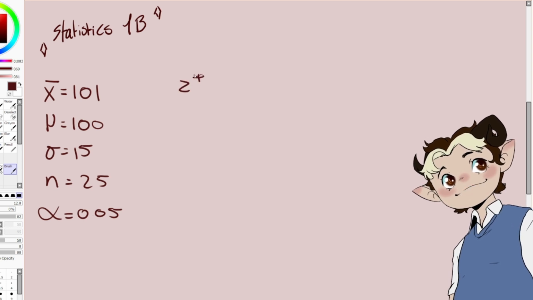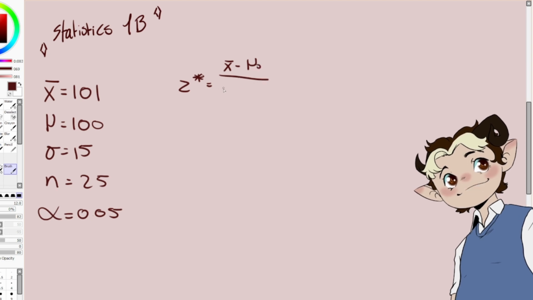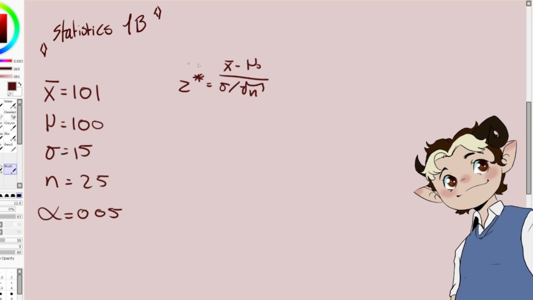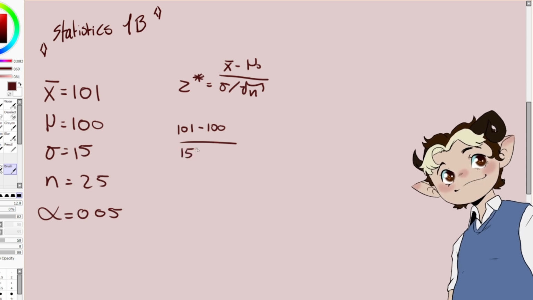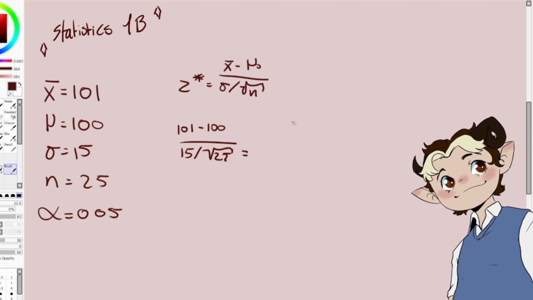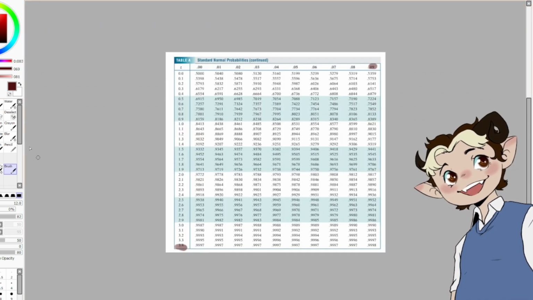So we have our nifty formula of x bar minus mu divided by standard deviation over the square root of n. Now we're going to plug in our new numbers: 101 minus 100 divided by 15 divided by the square root of 25. And now our result is 0.333.